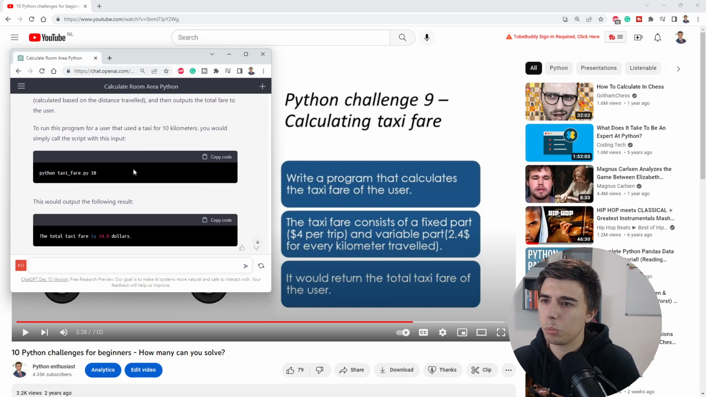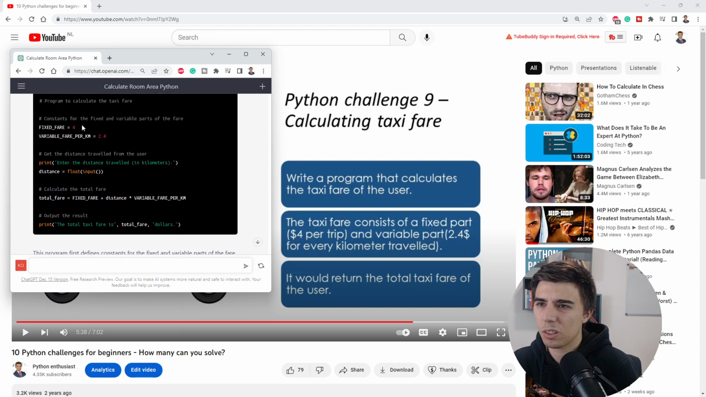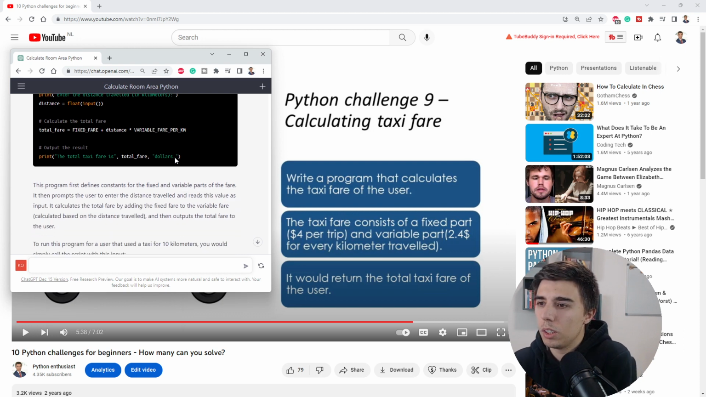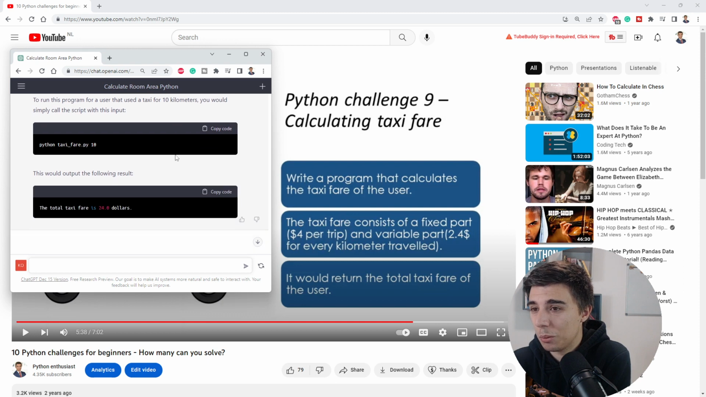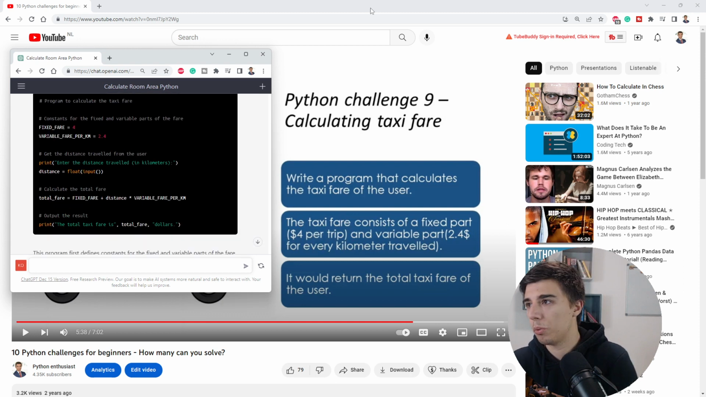It's as if it's running a completely different script. It just seems a bit odd. So if I was using this, I wouldn't rely too much on the results. I would only rely on this and then, of course, revise it.